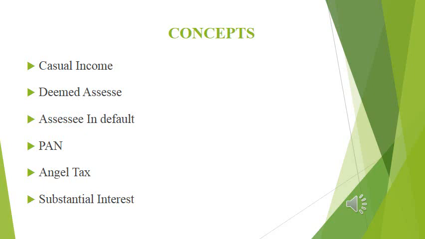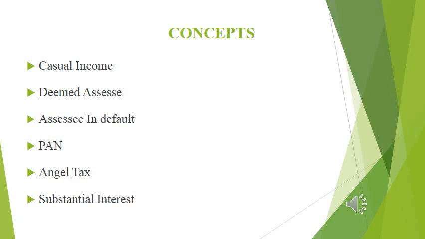And another one which is related to this assessee is called assessee in default. That means when a person is responsible for doing any work under the act and he fails to do so, he is called assessee in default. I will repeat the same once again. When a person is responsible for doing any work under the act but he failed to do so, he is called assessee in default. I will give another example.